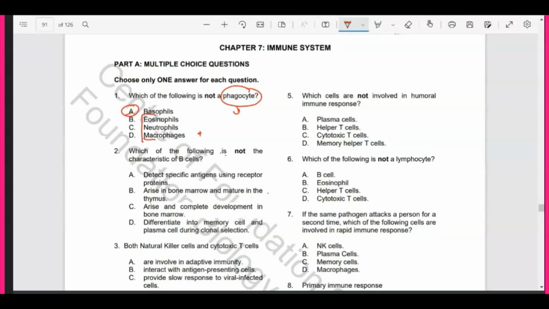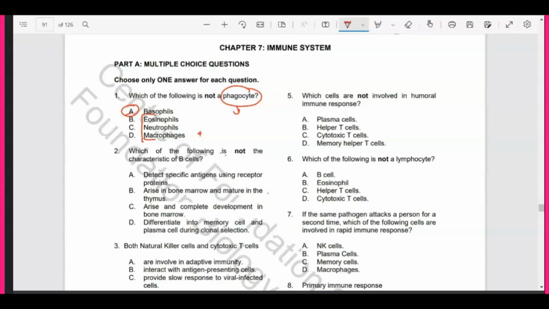So phagocytes involve which line of defense? The first line defense, which is barrier defense. Second line defense, which is internal defense. Kita ada third line defense, which is adaptive or acquired immune response. So which one? First line, second line, third line. External, internal ataupun acquired. Second line defense.